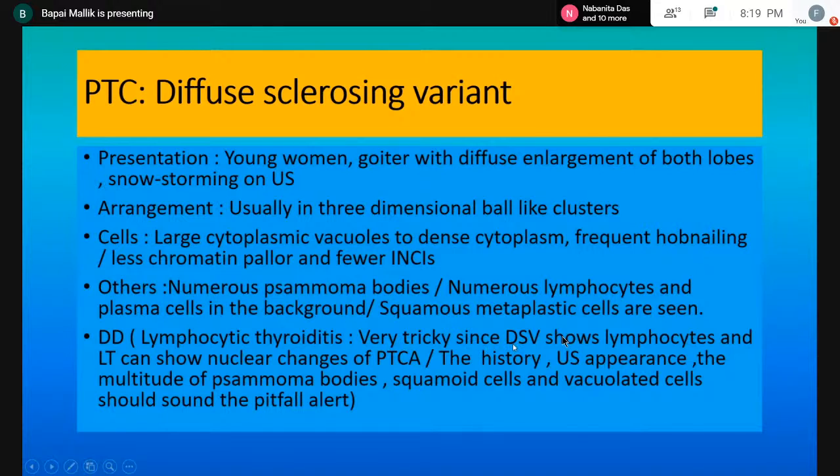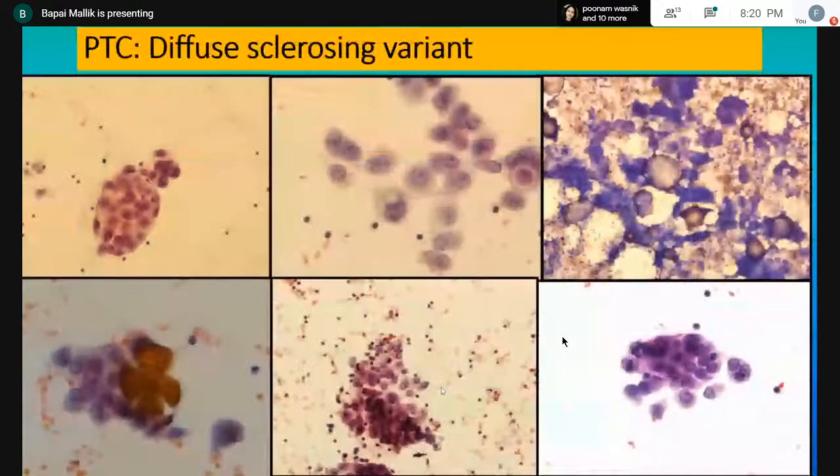They're very tricky since this particular variant shows lymphocytes and can show nuclear changes of PTC. But please pay attention to the history, the ultrasound appearance, snowstorming on ultrasound. Be very careful. And the multitude of psammoma bodies. This really is like an exhibition of psammoma bodies in front of you when you see such slides. And squamoid cells and vacuolated cells, they should sound the pitfall alert, at least in my opinion.